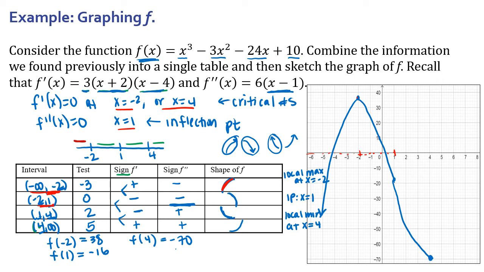And I go down to where 4 is, and at x equals 4, I have my minimum value. And then as I leave that, so x equals 4, and go towards positive infinity, I'm concave up. So I'm increasing and concave up. And there you go.